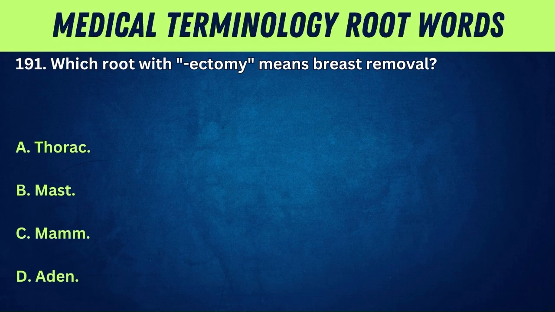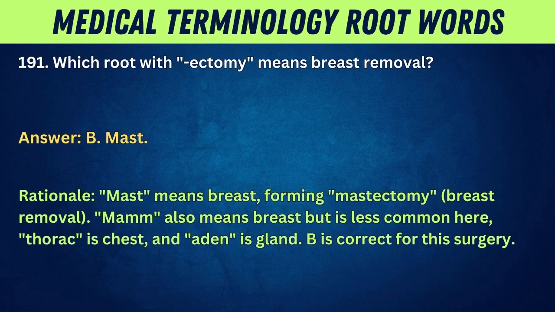191. Which root with ectomy means breast removal? A. Thorac. B. Mast. C. Mam. D. Aden. Answer: B. Mast. Rationale: mast means breast, forming mastectomy, breast removal. Mam also means breast but is less common here. Thorac is chest, and Aden is gland. B is correct for the surgery.